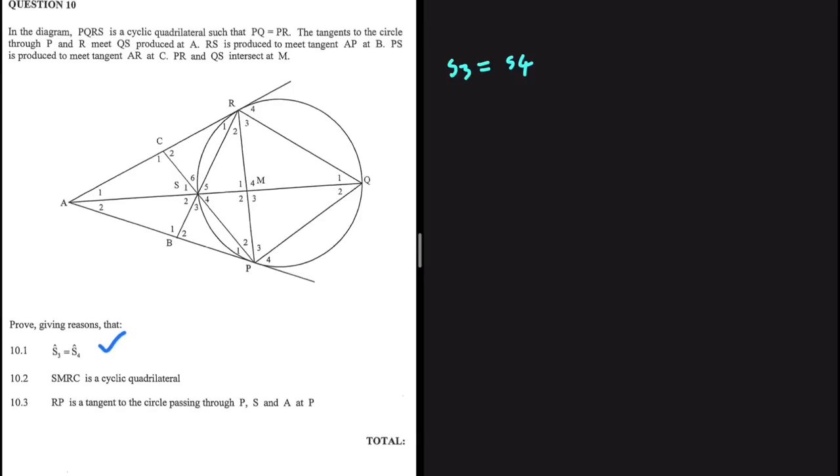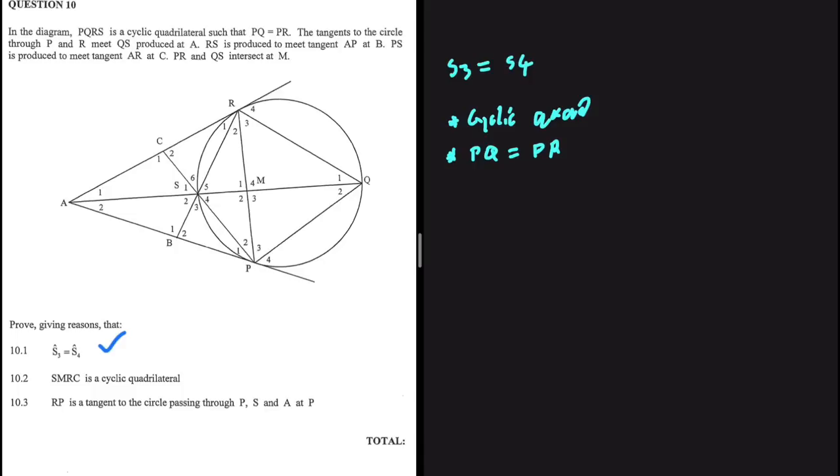In the diagram, PQRS is a cyclic quad. So now I know that I have a cyclic quad. Let me write that down as it will help me in answering the questions. PQ is equal to PR. That is also important. PQ is equal to PR. Equal chords subtend equal angles at the circumference of the circle.